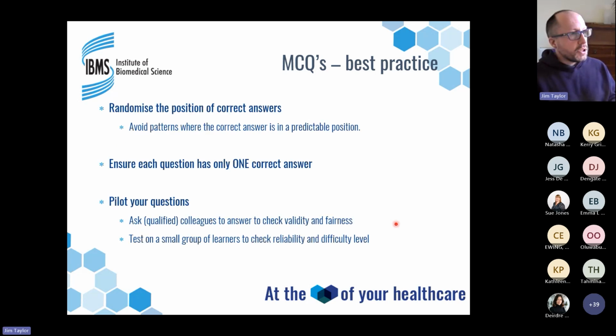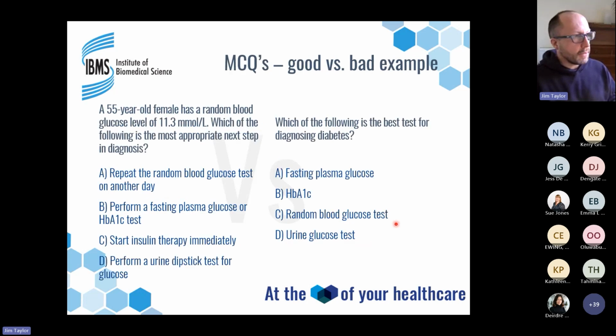So randomize the position of correct answers, make sure there's just one right answer, and with multiple choice questions particularly, make sure that you pilot the question first. You must make sure that these questions are valid, because there's no opportunity with a multiple choice question for a student to give you something other than what you've written there. Okay, so if they think, well, I think it's this, but I wouldn't have used that word, then you're not giving them that opportunity with an MCQ. So just make sure that you pilot them, test them, and if necessary, revise and go back to them again.